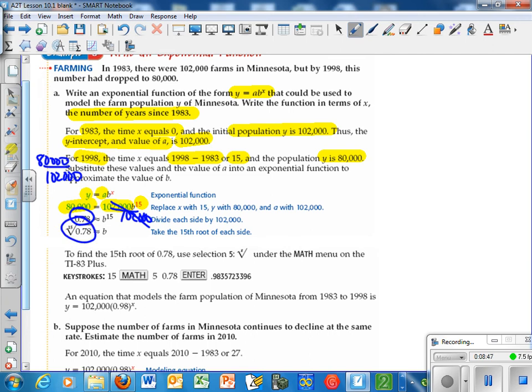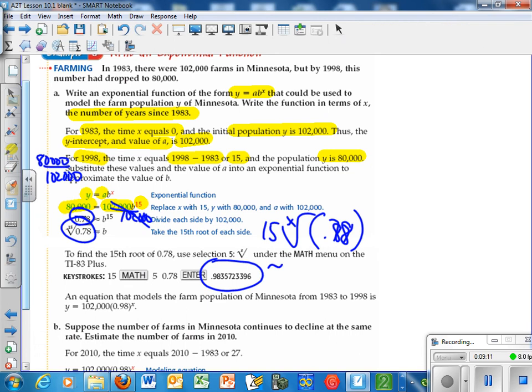Okay? And if you do that, if you have a graphing calculator, use the one with x, you've got to put the 15 in first, and then you do the 15th root. It's under the math menu. Put the 15 in, hit the math menu, 0.78, that should be. And if you hit equals, you get this decimal right here. And they round that off to about 0.98, so they went to the nearest hundredth.